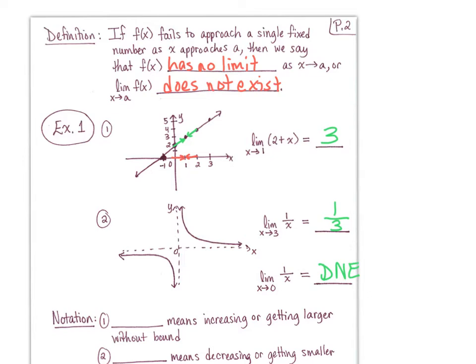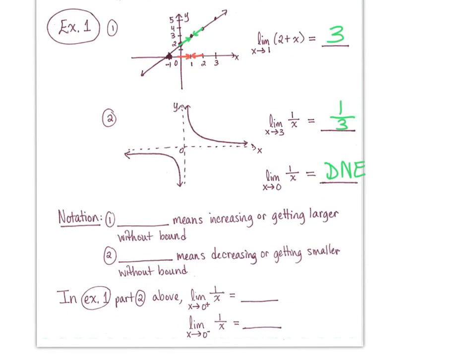Good. So that brings up this idea of infinity. Okay, so let's introduce that. So notation, we will typically write plus infinity. I won't write plus infinity a lot. I'll tend to write just infinity. So this is a symbol meaning increasing or getting larger without bound. Sometimes, or most of the time, you'll see me write that, like an 8 laying on the side.